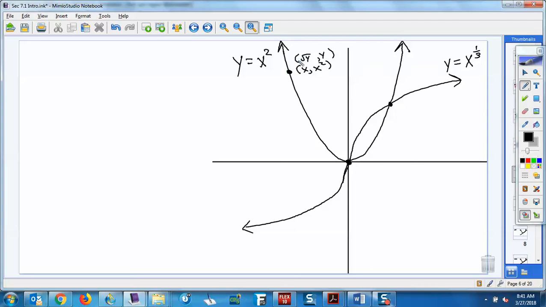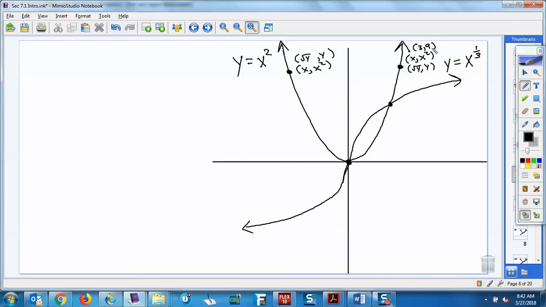But that's not an issue we really have to worry about. Maybe it'd be better to pick a point over here. So you could say, okay, that's going to be a point x, x squared. Or you can also think of that as being the point square root of y, y. Okay, now this would be a point, let's say this would be the point 3, 9, right?